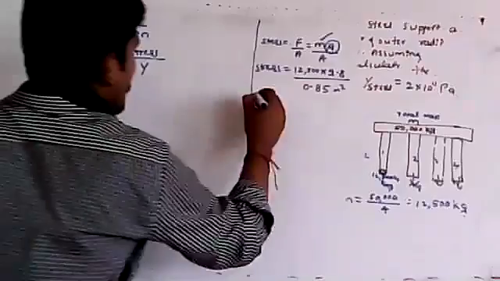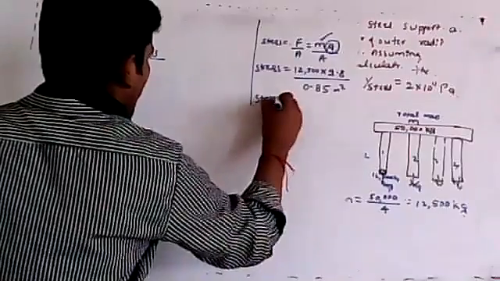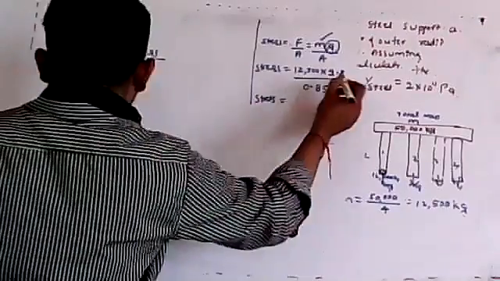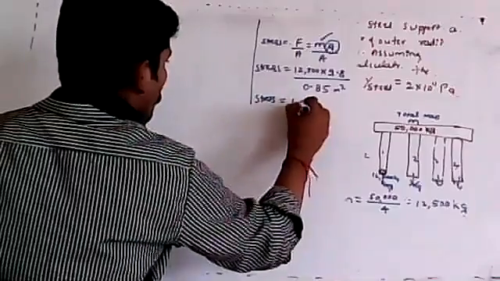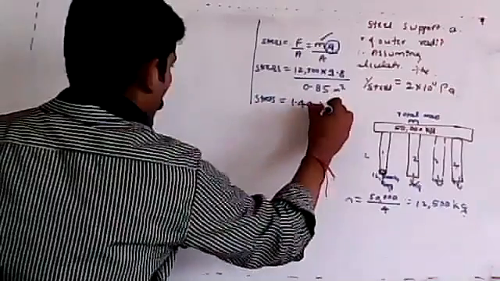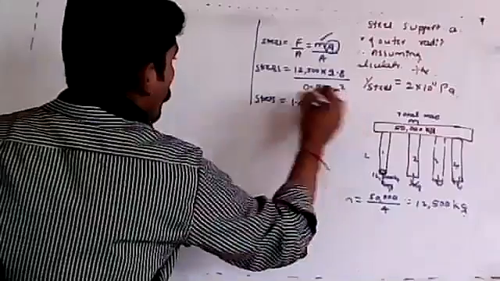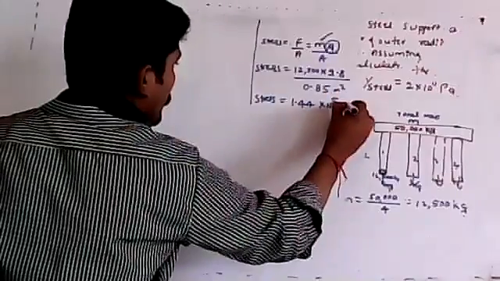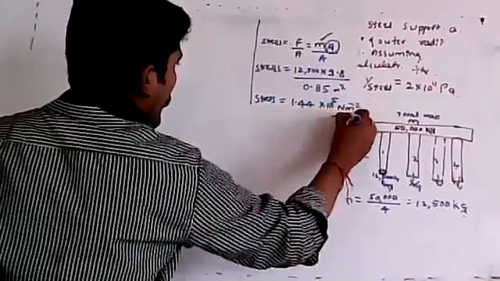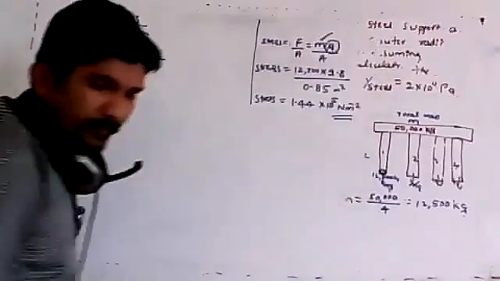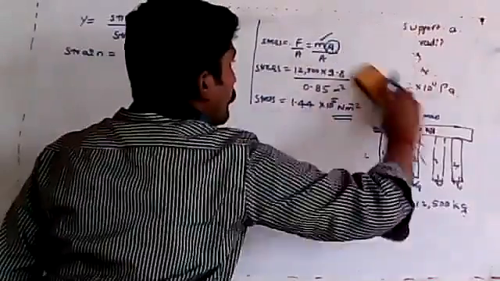Then what will you get? Stress. After solving this you will get some 1.44 into 10 raised to 5. Stress is there, so the unit is Newton per meter square. This is our answer. Remember, this is our answer for stress.